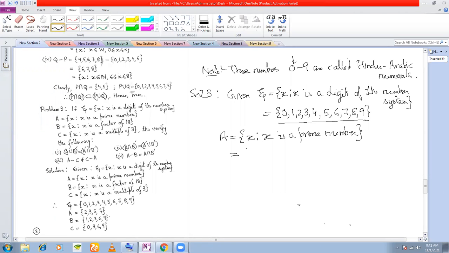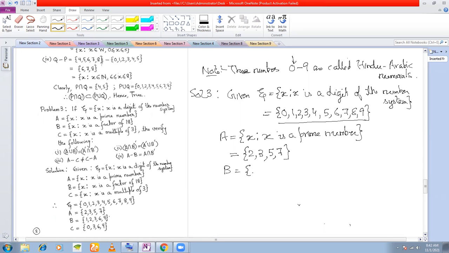X is such that x is a prime number. Now, what is a prime number? Between 0 and 9, 1 is neither prime nor composite. We start with 2. What is the next prime number? 3. Next prime number? 5. Next 7. That's it. I have written X also in tabular form.